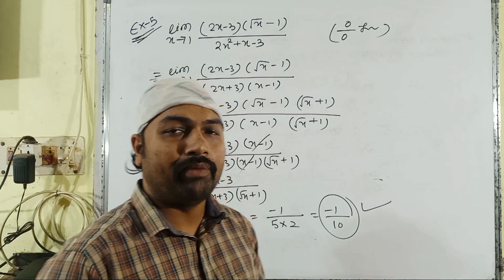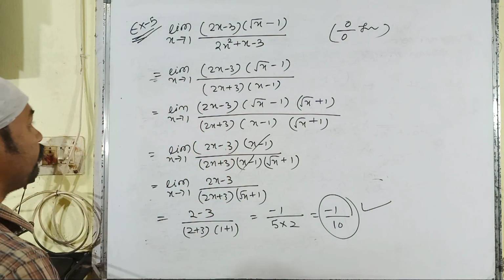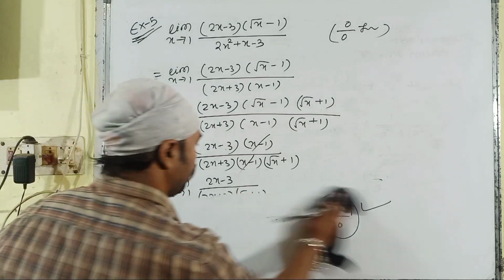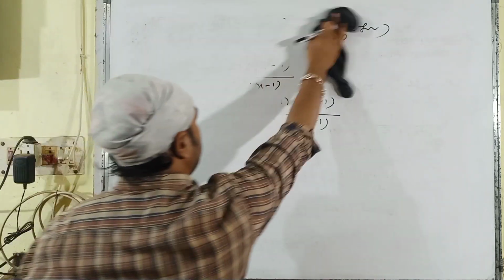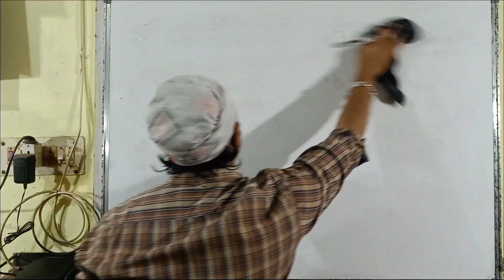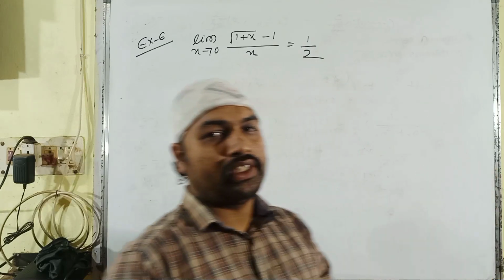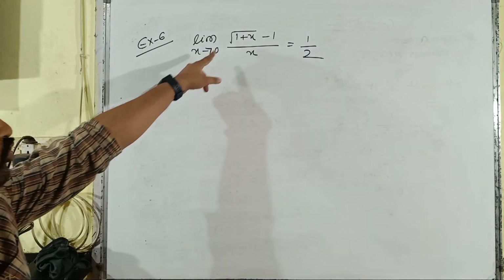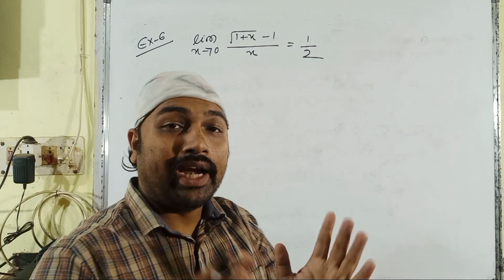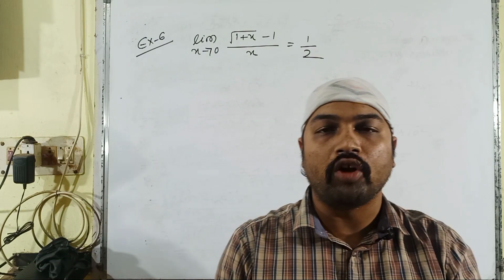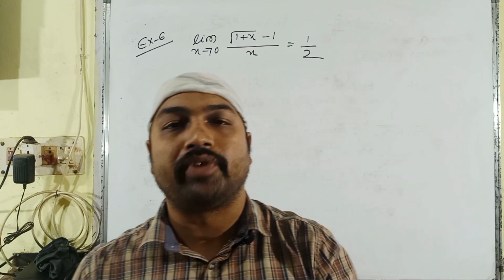Then coming to problem number 6. Here is problem number 6 I have taken. It is limit x tends to 0, square root of 1 plus x minus 1 divided by x, equal to 1 by 2, and it is the task for you. You just have to solve it by using the concept of the rationalization method.